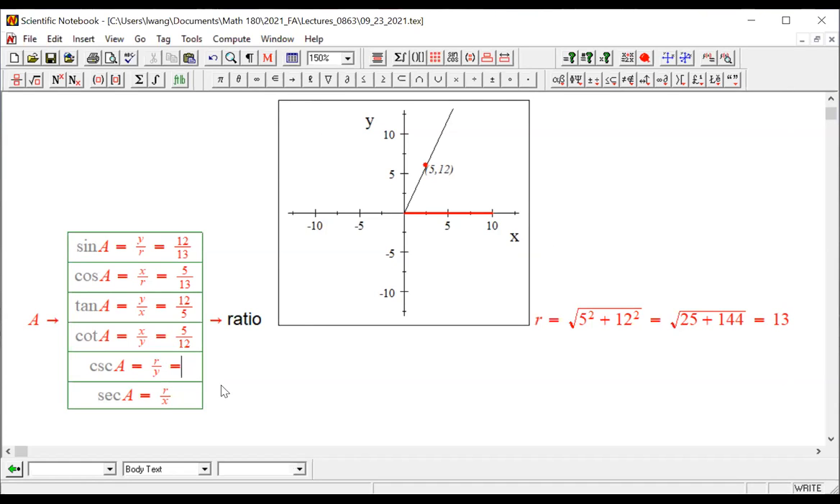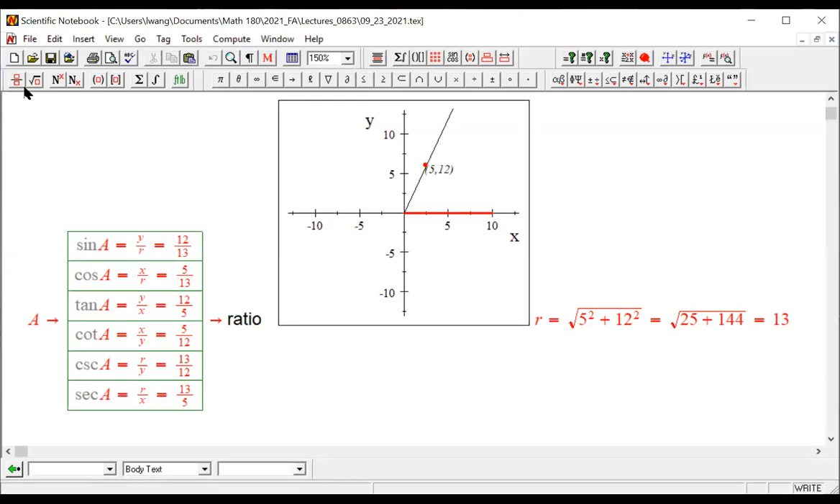All right, so how about this one? r over y, what does that equal to? 13 over what? y is 12, right? You guys see that? And this one, secant, is 13 over 5, right? Are you guys with me? Yes.